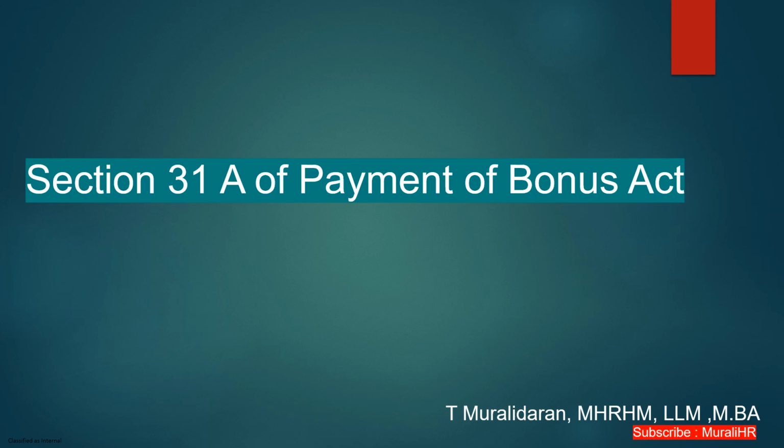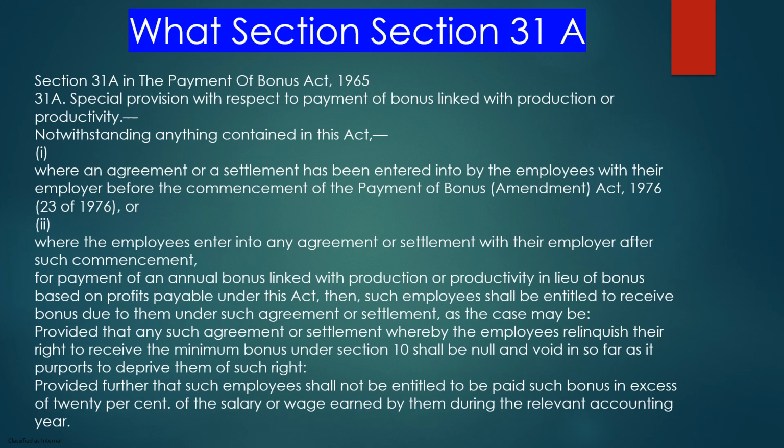Section 31A of the Payment of Bonus Act. What is the Payment of Bonus Act? The Payment of Bonus Act came in the year 1965, and Section 31A was inserted later in 1976. Why was it inserted? In those days, many trade unions used their bargaining power with the employer to get paid more than a bonus amount from the profit. Because of that, 31A was inserted.